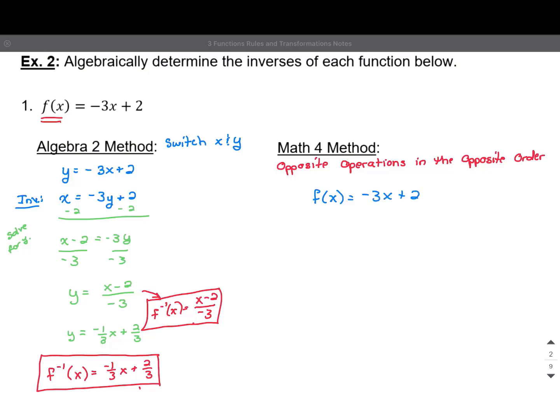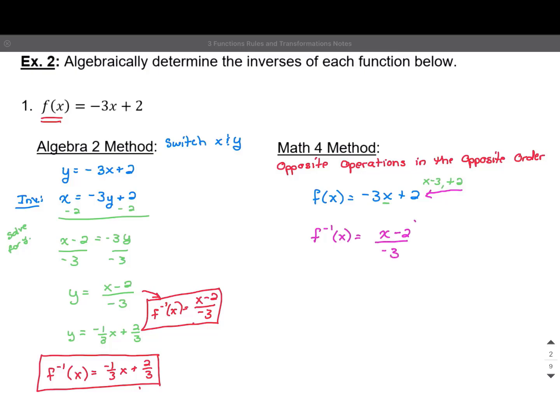If we were going to find, let's say, f of 10, we would plug the 10 in here. The first thing we would do is multiply by negative 3, and then we would add 2, correct? Okay, so that's easy enough. So now when we want to find the inverse, we start f inverse of x, we write our x, and we do the opposite operations in the opposite order. What's the opposite of adding 2? Well, that's subtracting 2. What's the opposite of multiplying by negative 3?